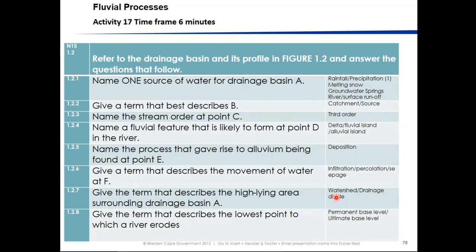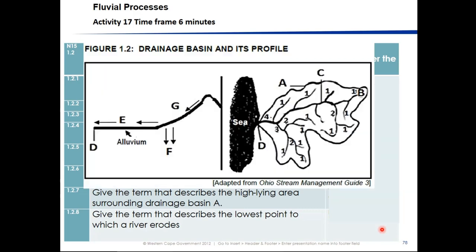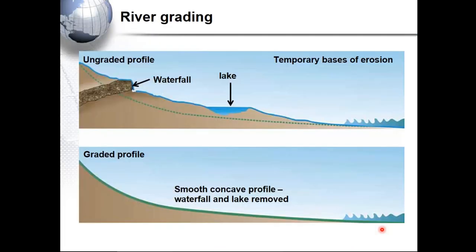Right, and then number 8, give the term that describes the lowest point to which a river will erode: a permanent base level or the ultimate base level. Right, I want to go back to the following slide quickly and explain this to you. What is base level, permanent base level?